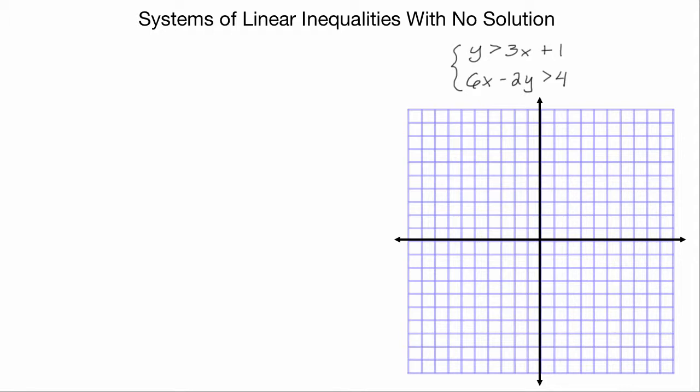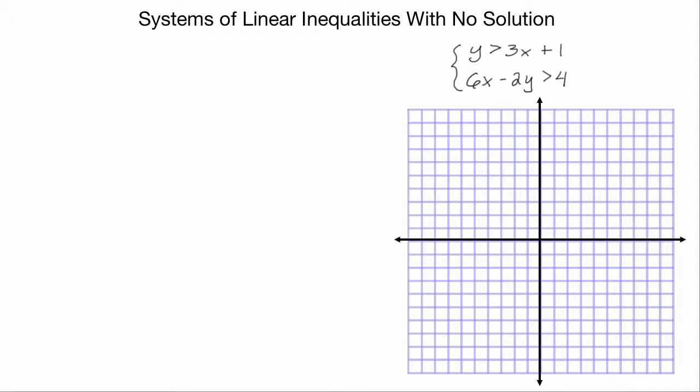Well, we know that for a system of linear inequalities, if I graph both of them, the solution set is where both graphs overlap. It represents all the possible points that, if I put those x and y values in, make both inequalities true. So if there is a system of linear inequalities with no solution, that means when I graph them, there has to be no place where the graphs overlap.